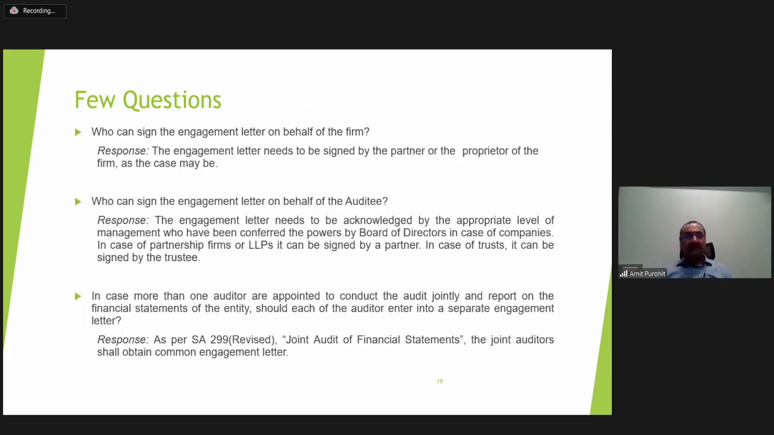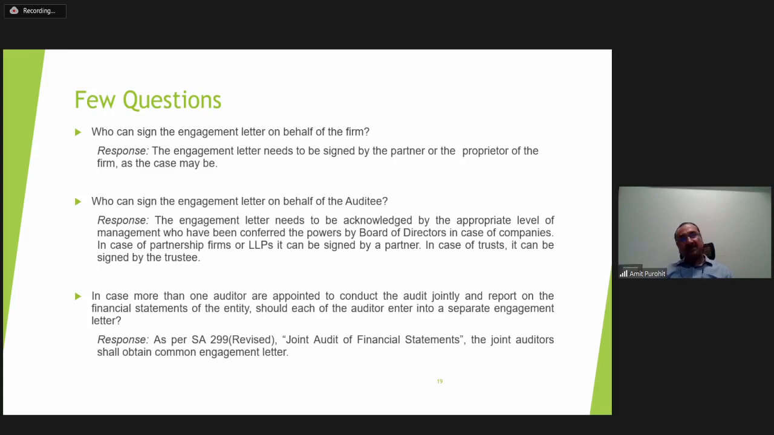Now, let us take a few questions at this juncture. Who can sign the engagement letter on behalf of the audit firm? The engagement letter needs to be signed by the partner or the proprietor of the firm. So in case of a partnership form of chartered accountants, any partner can sign the engagement letter on behalf of the auditor.